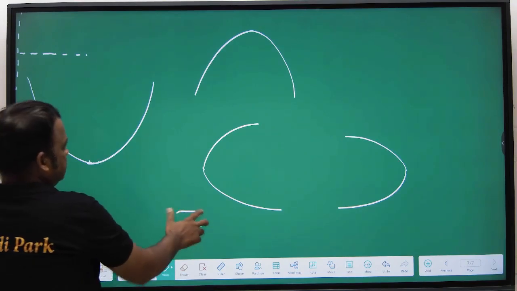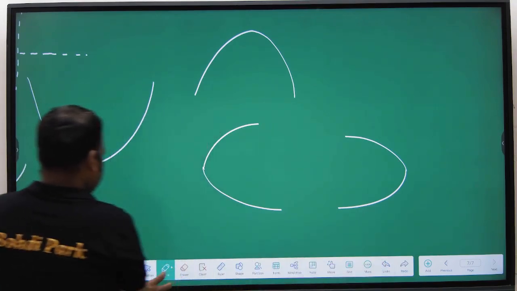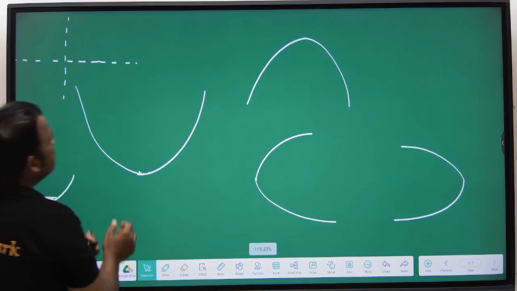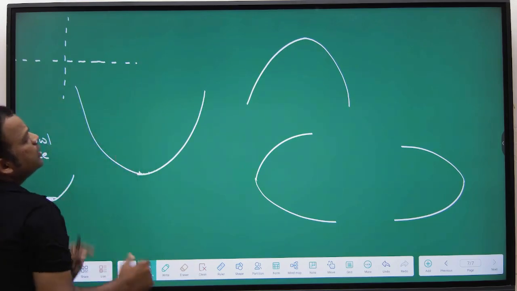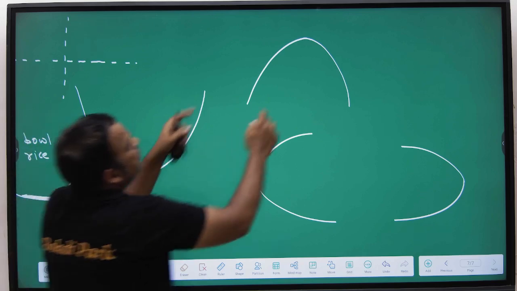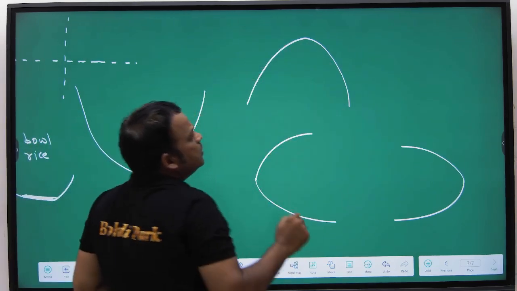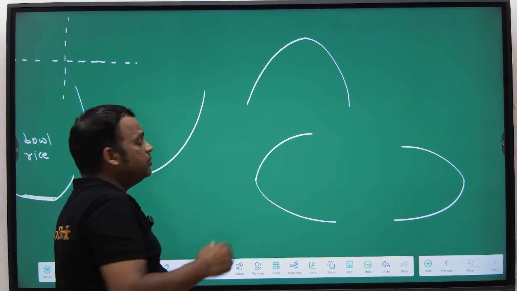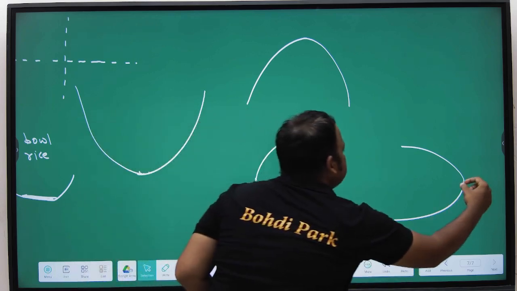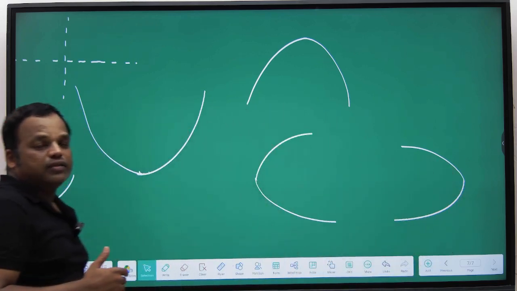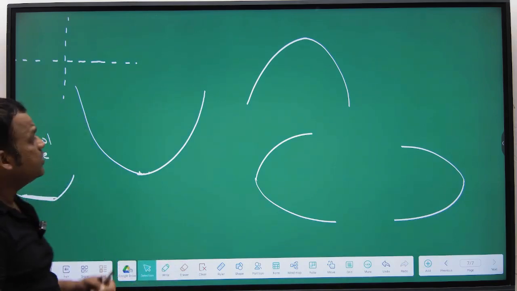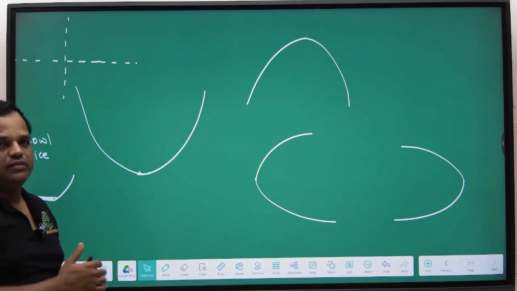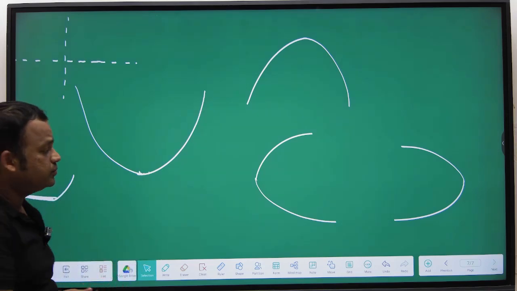If you observe, this parabola is opening upward, or we can say positive y direction, and this parabola is opening downward, which is a negative y direction. This parabola is opening rightward, which is a positive x direction, and this parabola is opening leftward, which is negative x direction. So these are the four types of parabola. We will discuss this parabola also in detail. So let's start with straight line.